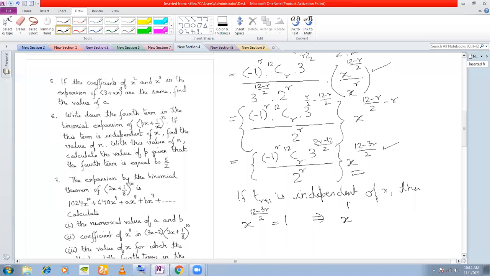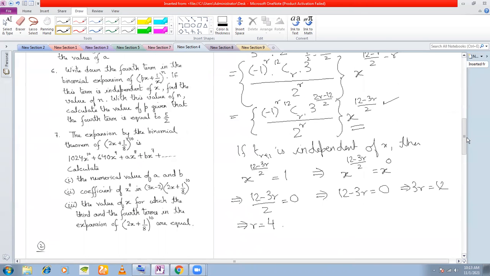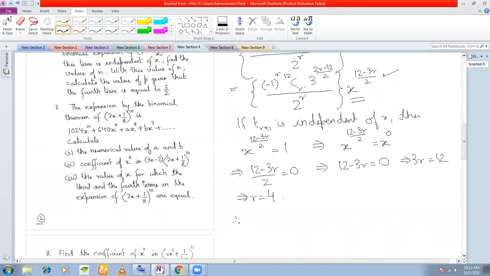That means x to the power of 12 minus 3r by 2 is equal to x to the power of 0. Now you can equate the powers. That means 12 minus 3r by 2 is equal to 0. That means 12 minus 3r is equal to 0. That means 3r is equal to 12. That means r must be equal to 4. So we have got the value of r, right? For which this term is independent of x, right? So now which term is independent of x? Therefore, we are taking tr plus 1, right?